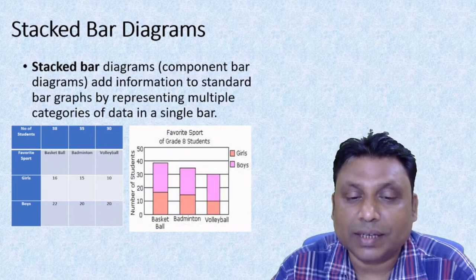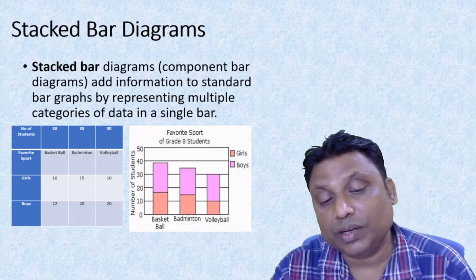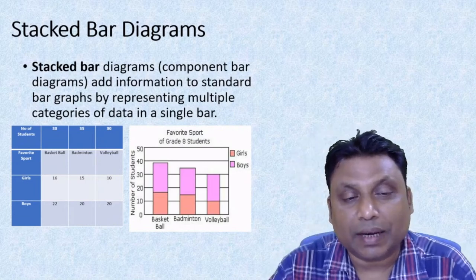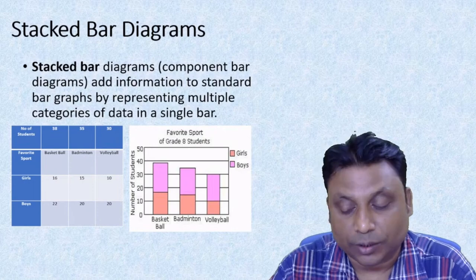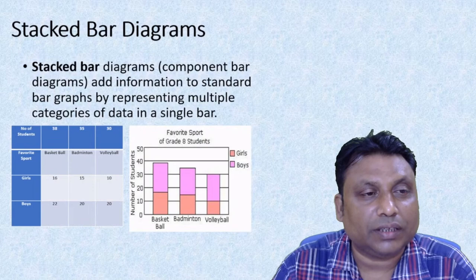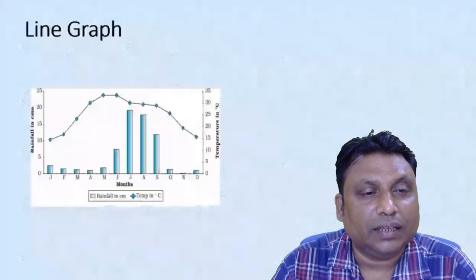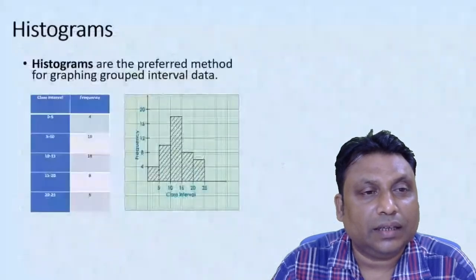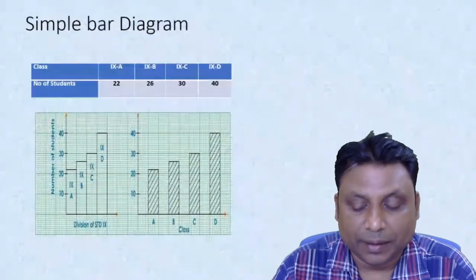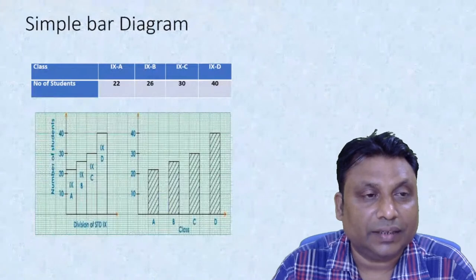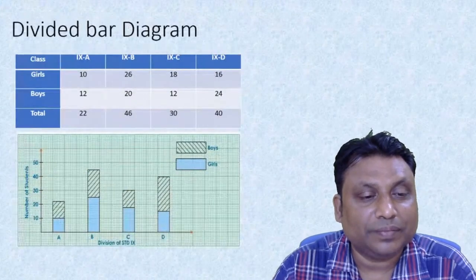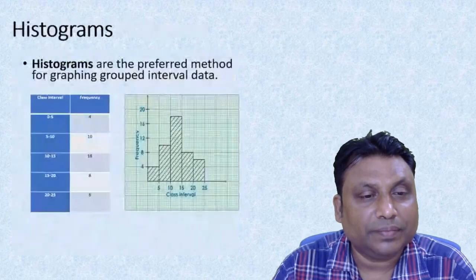So multiple data sets are given, and generally you use this type of graph. So the bar diagram is very, very important also. Yes or no? So in these cases, listen here: this bar diagram, and this bar diagram, the multiple bar diagram.